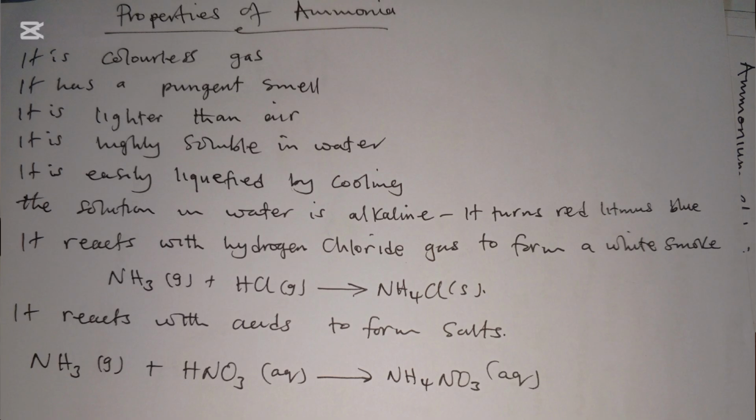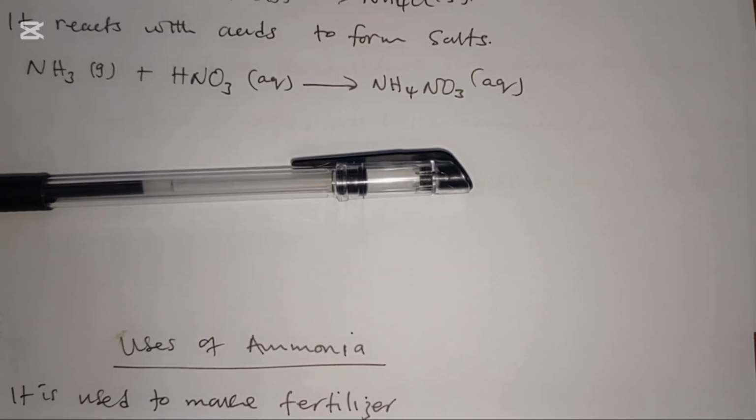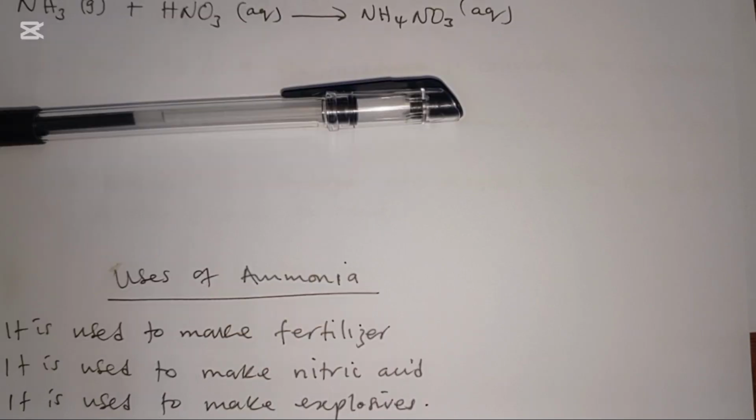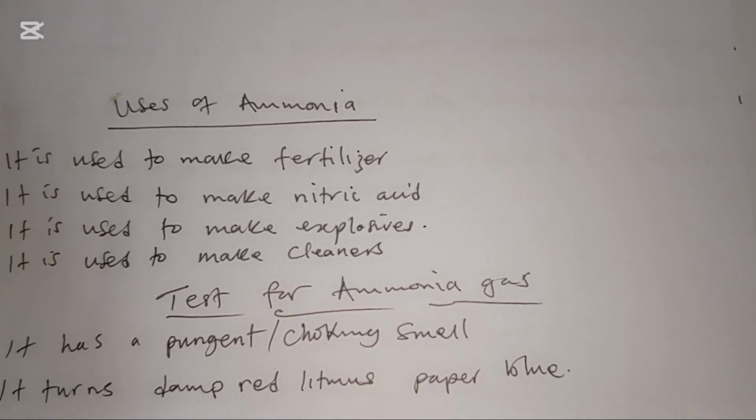Uses of ammonia. Number one, ammonia is used to make fertilizer. Number two, it is used to make nitric acid. Number three, it is used to make explosives. Number four, it is used to make cleaners. Test for ammonia gas: it has a pungent smell, and it turns damp red litmus paper blue.